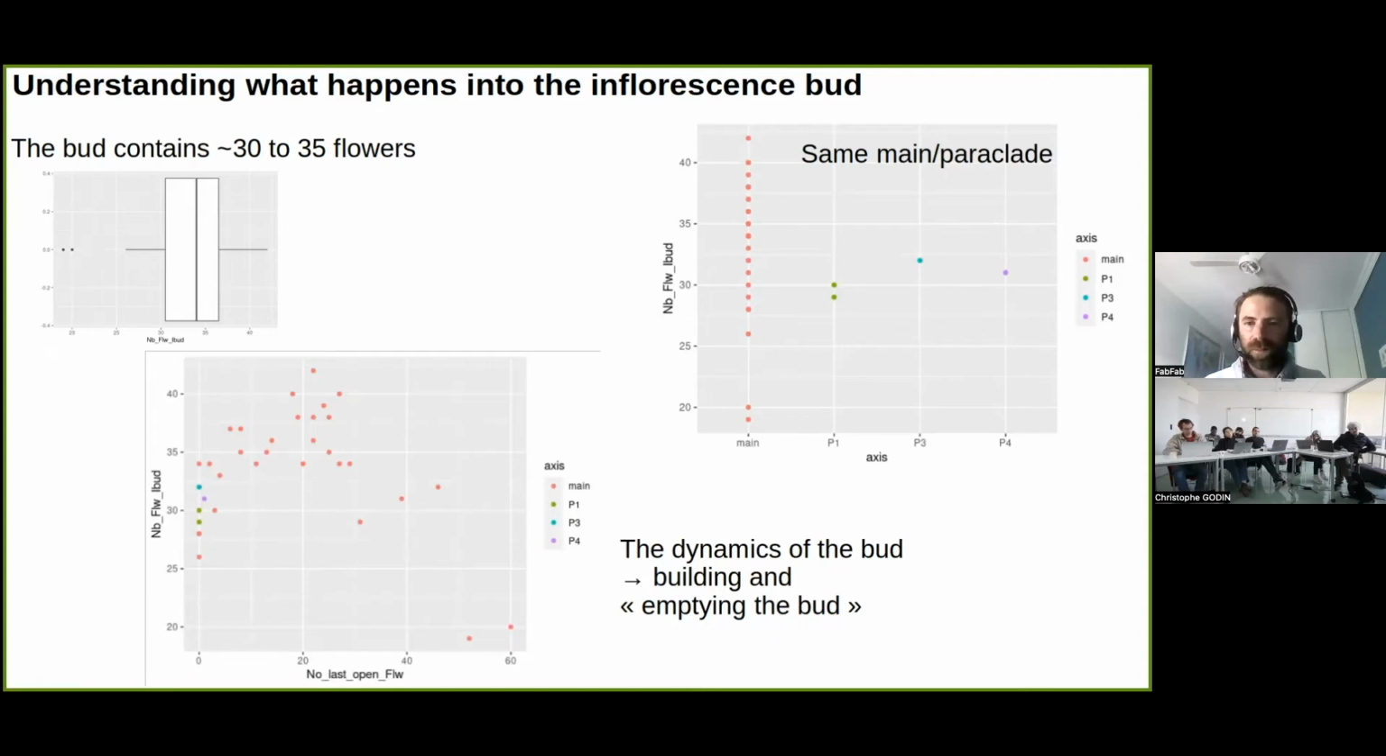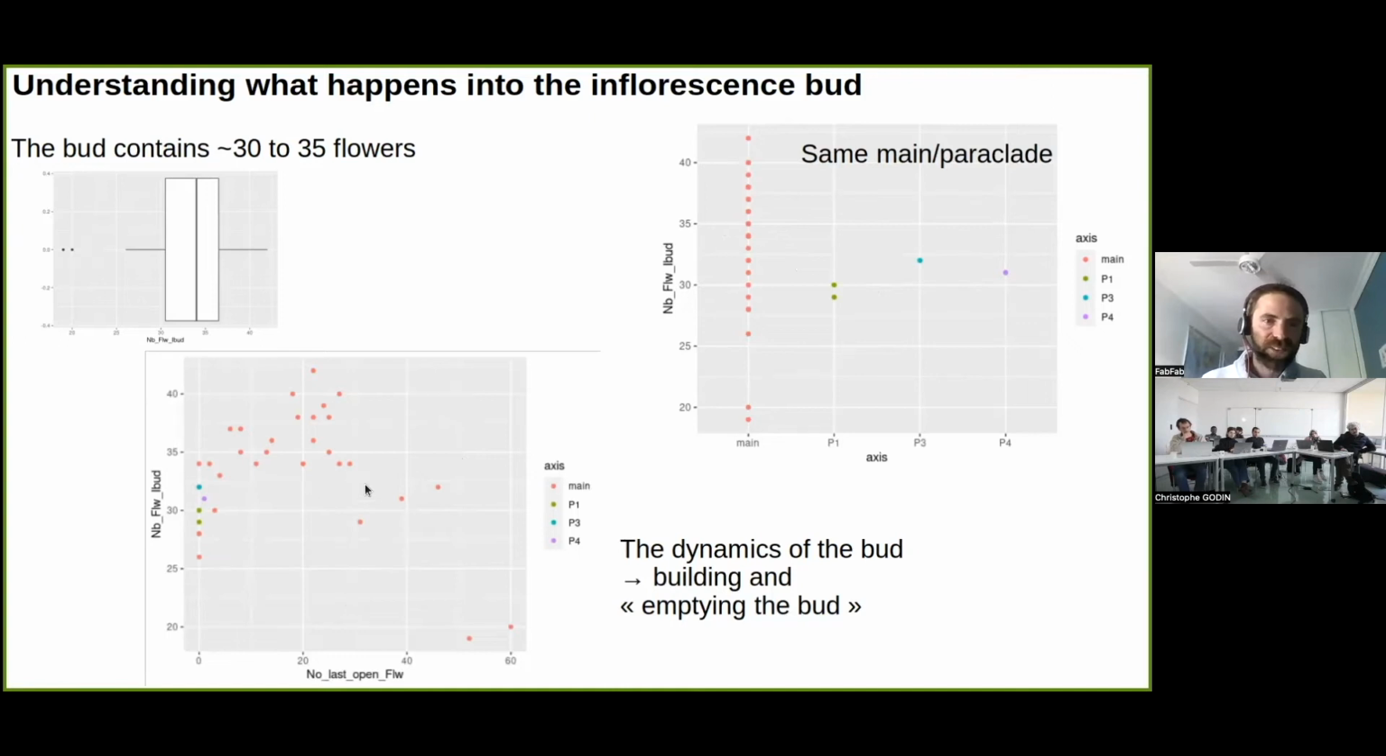Then, for example, most of the plants I dissected were coming from the main paraclade, so the main stem, but I also dissected from the different paraclades, and in the different paraclades it's a bit the same. So they have like between 30 and 35 flower buds. Okay, and interestingly, this is quite stable over time.